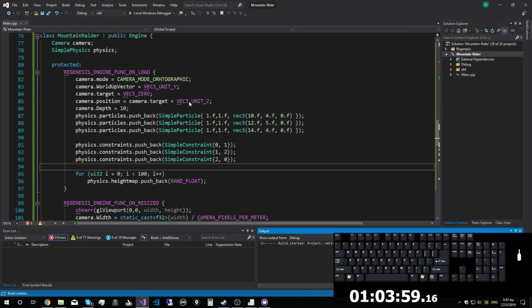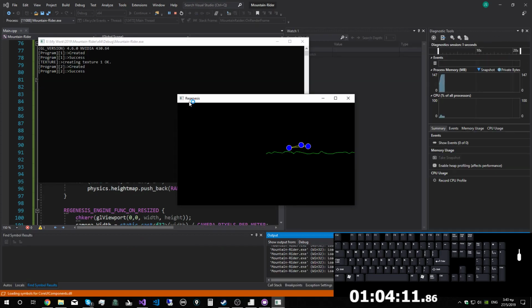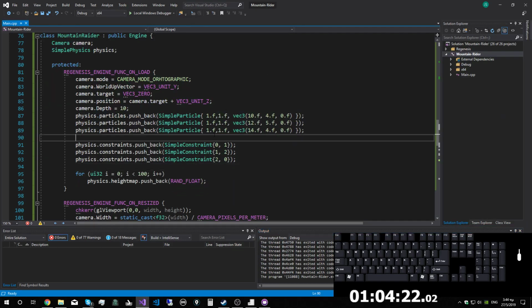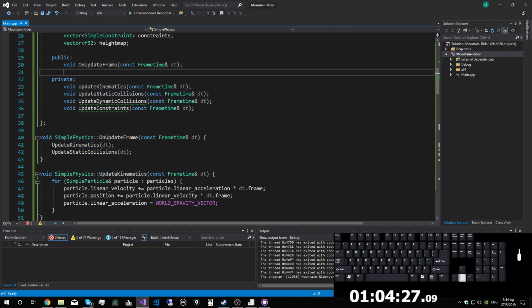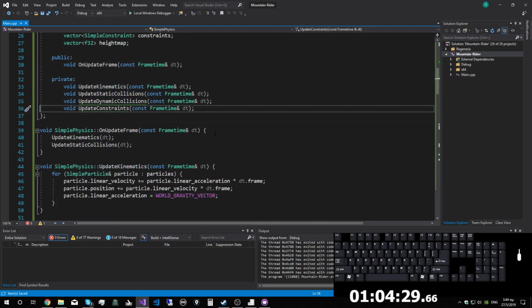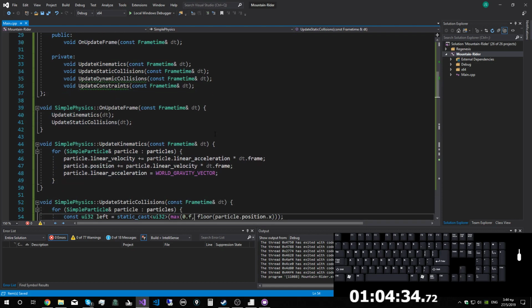Now you run this. Yeah, we have the triangle basically. And we do need to constrain these guys. So let's implement that function.